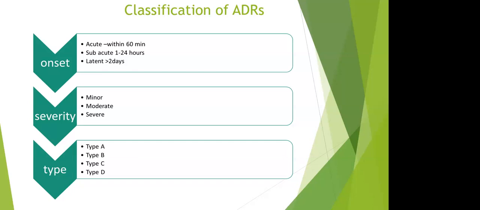Type B, bizarre reaction. It cannot be predicted from the pharmacology of the drug, and it is not dose dependent. For example, penicillin-induced anaphylaxis. And type C is chemical reaction. Biological characteristics can be predicted from the chemical structure of the drug. For example, paracetamol-induced hepatotoxicity, and steroid-induced osteoporosis. Type D, delayed reactions. It occurs many years after treatment. For example, bladder carcinoma after treatment with cyclophosphamide.